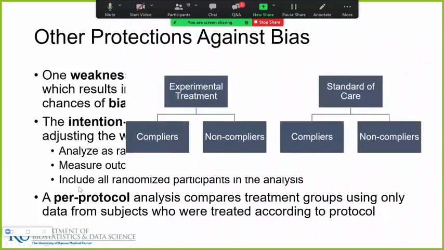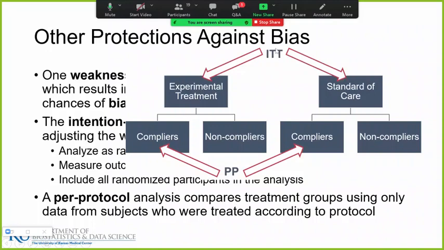So visually, in a study, we have people randomized to treatment or standard of care. We have some that comply, some that don't in each of the groups. The per protocol analysis just compares the compliers. The intention to treat analysis compares everyone. And again, it might have to impute or make some assumptions about the missing data in the process.